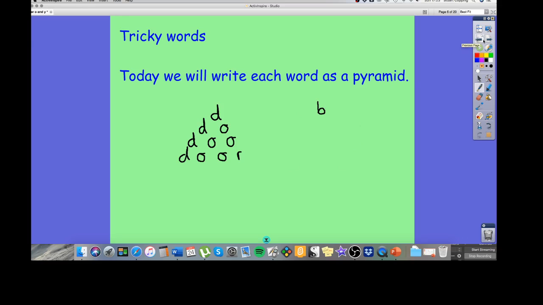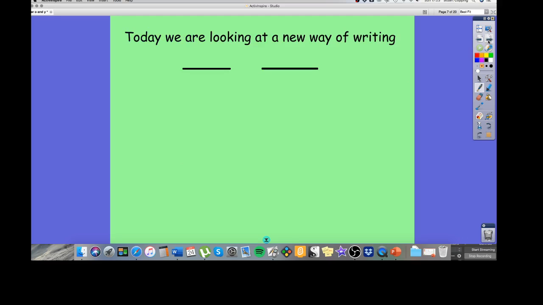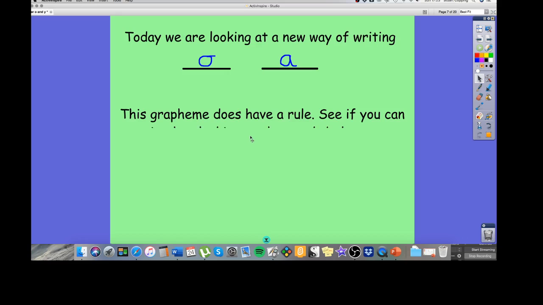Right, so moving on to today's learning. Today we're going to look at a new way of doing the O sound. Now we already know it as an O. We've already done it as O, but I'm going to show you how sometimes we write the O sound with the letter A. Luckily this one has a rule.